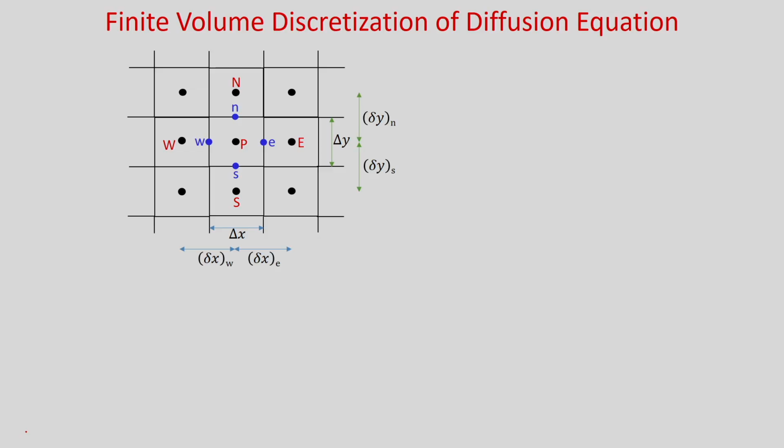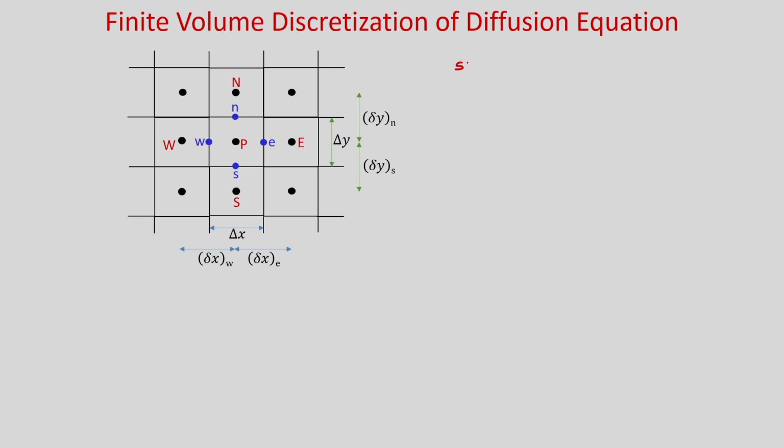Hello everyone. In today's lecture, we will discretize diffusion equation using finite volume method. So, first we will consider steady diffusion equation for a general variable phi with a source term, and we will use finite volume method to discretize this equation. So, let us write the governing equation.